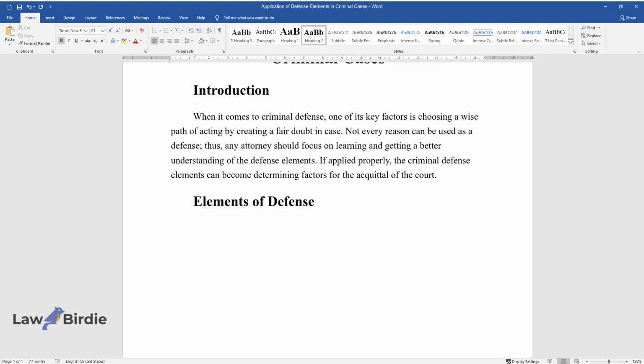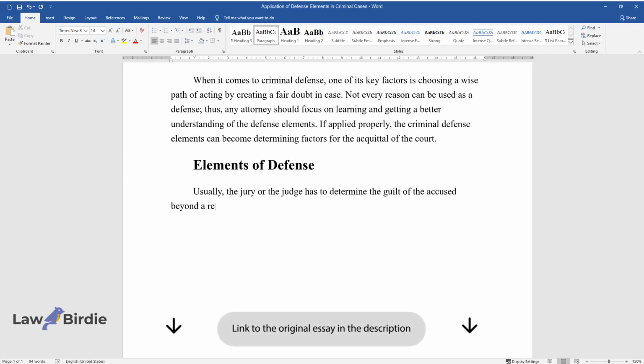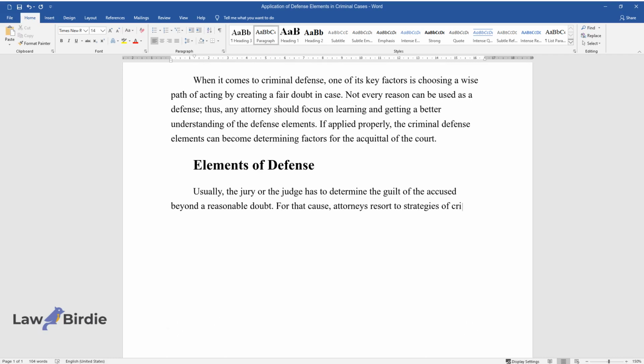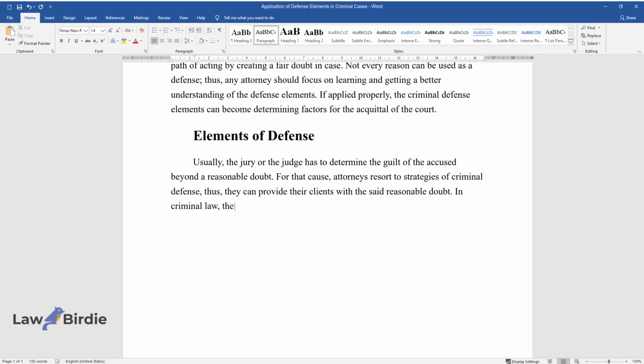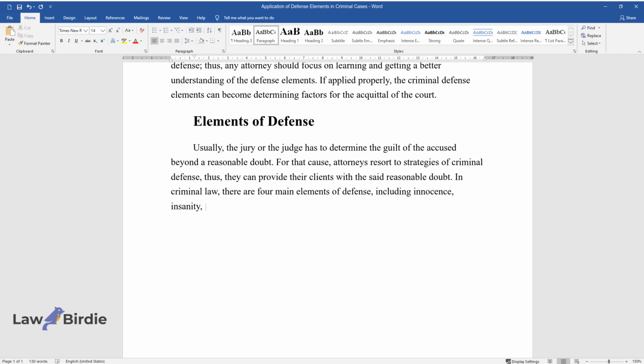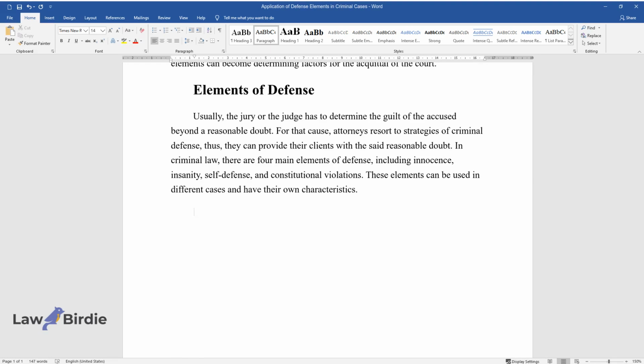Elements of defense. Usually, the jury or the judge has to determine the guilt of the accused beyond a reasonable doubt. For that cause, attorneys resort to strategies of criminal defense, thus, they can provide their clients with the said reasonable doubt. In criminal law, there are 4 main elements of defense, including innocence, insanity, self-defense, and constitutional violations. These elements can be used in different cases and have their own characteristics.